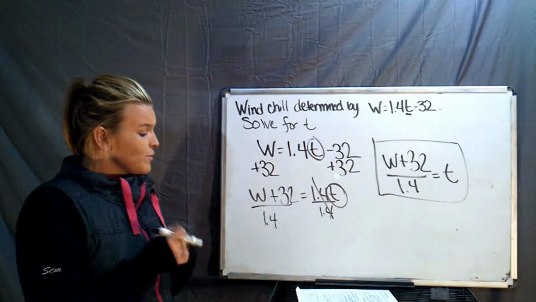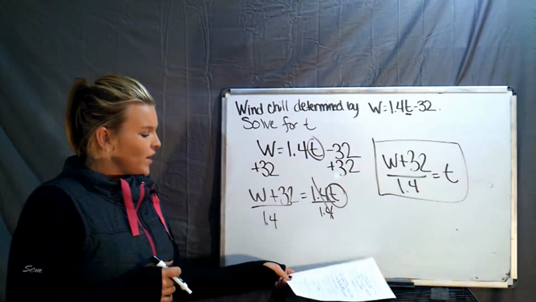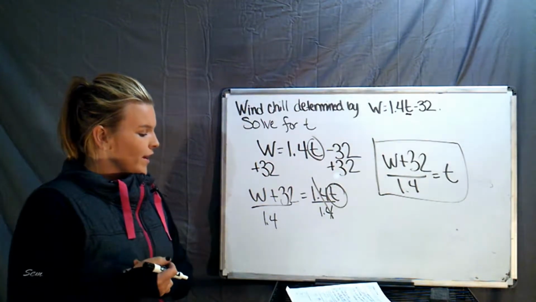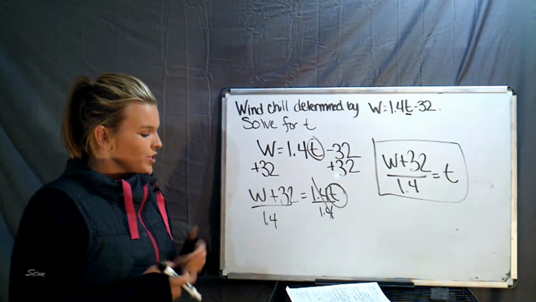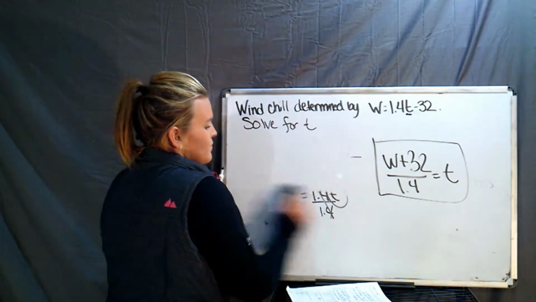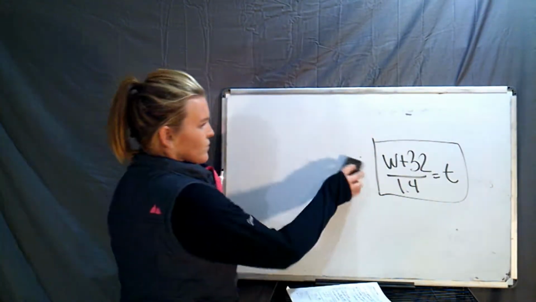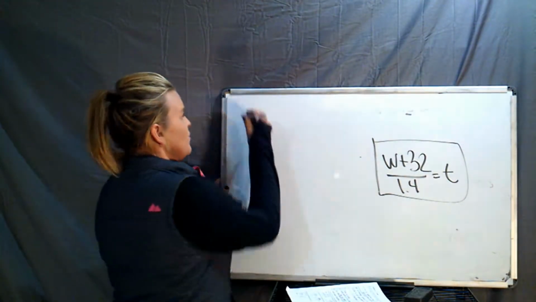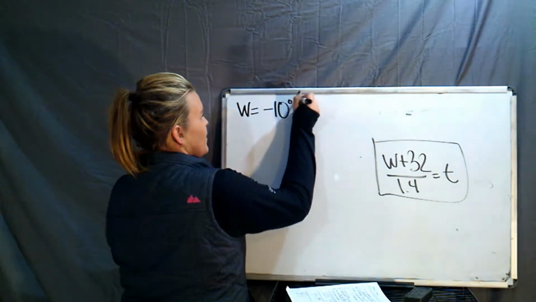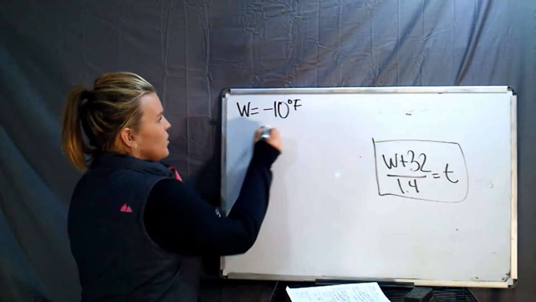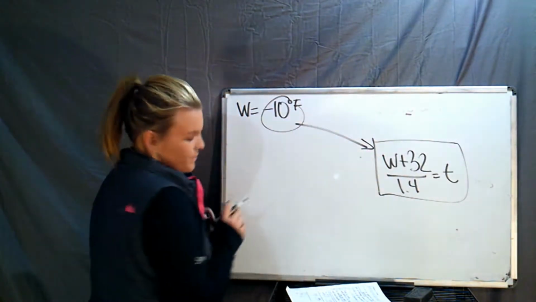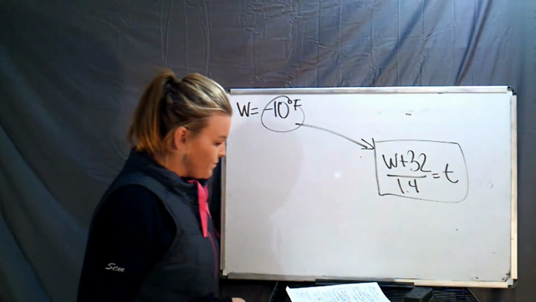So number 2 then says, use the new formula found above to determine the air temperature, T, if the wind chill temperature is negative 10 degrees Fahrenheit. So, in this case, our W is going to equal negative 10 degrees Fahrenheit. And then we're going to plug this into here. All right, let's do it.